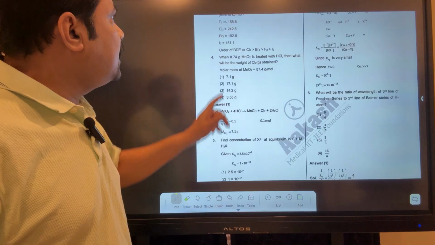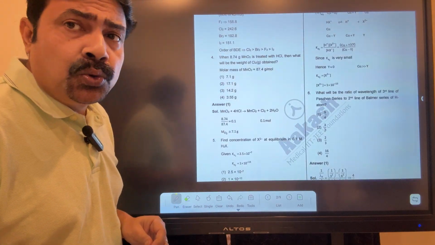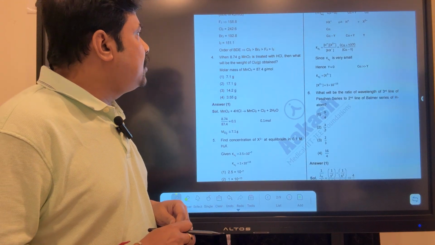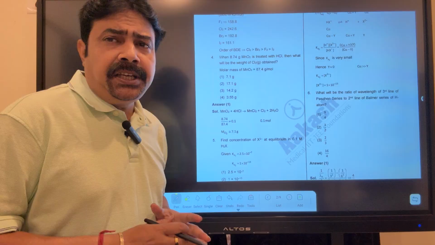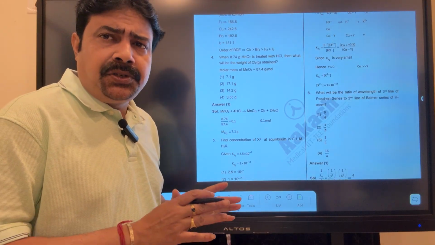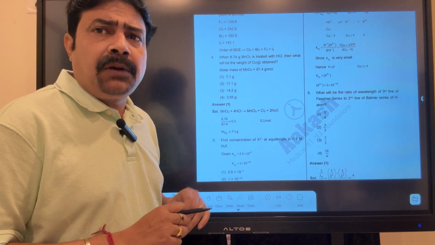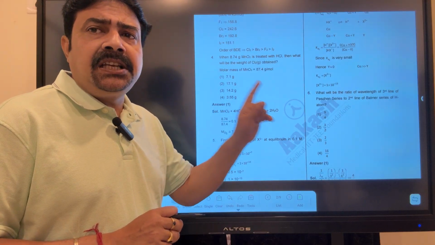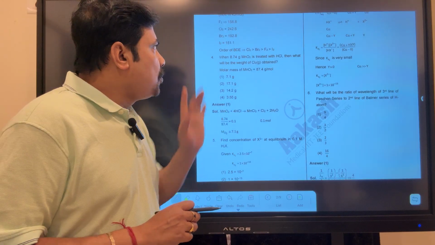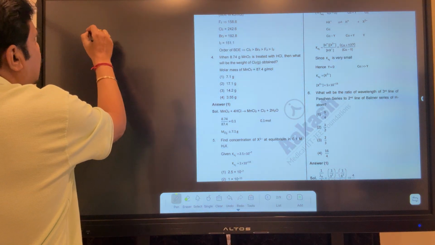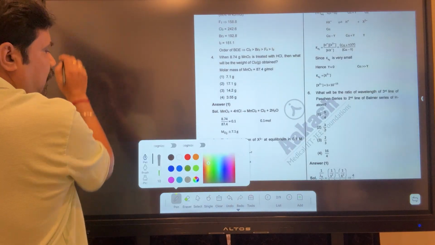Now, if you look at the next question, they are giving 8.74 gram MnO2 is treated with HCl, then what will be the weight of chlorine obtained? This is a physical chemistry question, a basic concept of chemistry, stoichiometry-related question. You have to write down the balanced chemical equation, then only by the mole concept can you solve the problem. First, write down the balanced chemical equation.